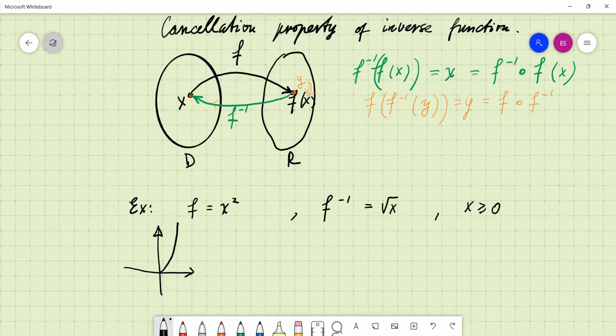If you take the whole squaring function, x squared, that whole parabola, it's not going to be 1 to 1, but one branch is 1 to 1. If you write down x greater than or equal to 0, it's going to be 1 to 1. Okay. Now, how is the cancellation rule going to work?